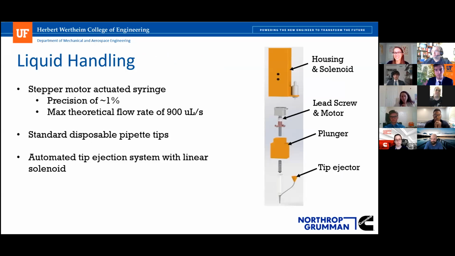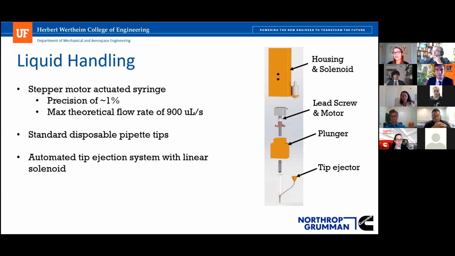So we're moving forward to the liquid handling subsystem. Our subsystem includes a stepper motor actuated syringe with an approximate precision of around 1%. The NEMA 17 motor with the lead screw allows the syringe to deposit liquid with an approximate max theoretical flow rate of around 900 microliters per second, which well exceeds the customer desire of 300 microliters per second.